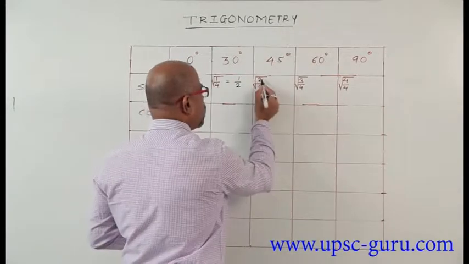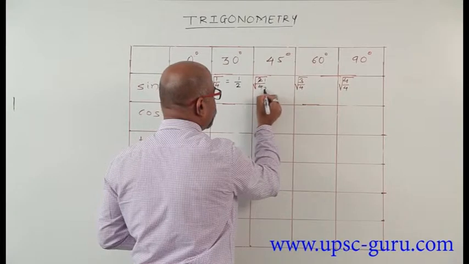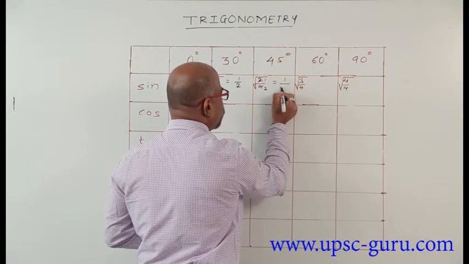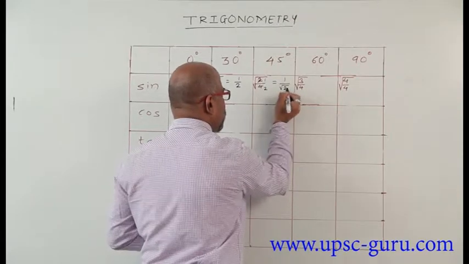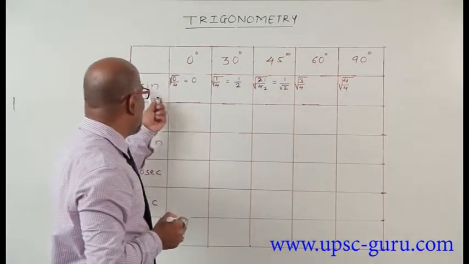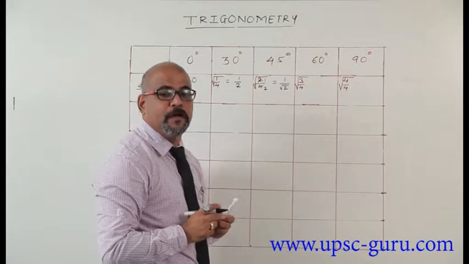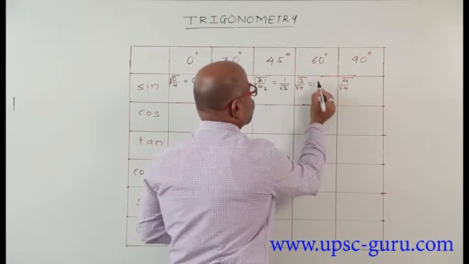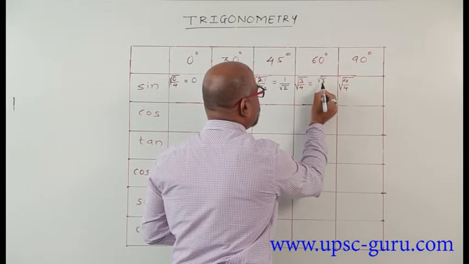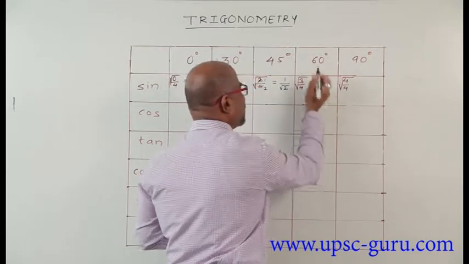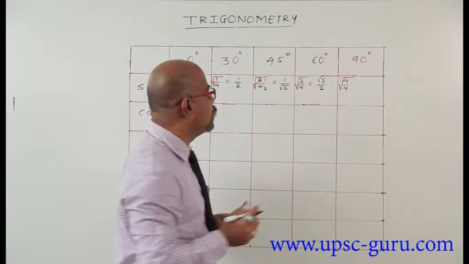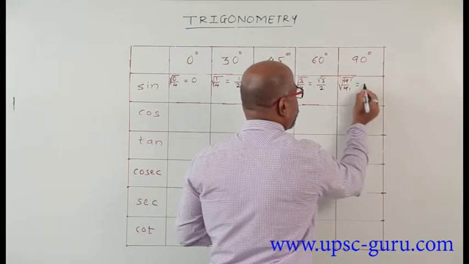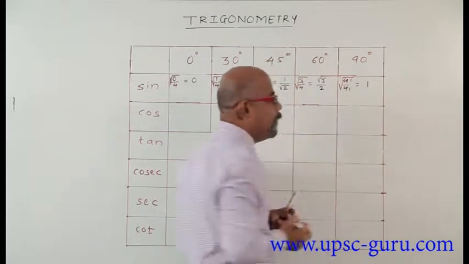Now here we get 2 1s are 2, 2 2s are 4. Square root of 1 is 1 and square root of 2 we don't know exactly the value, therefore 1 by root 2. That means sine 45 degree equals 1 by root 2. Then square root of 3 is root 3, square root of 4 is 2, sine 60 equals root 3 by 2. Here 4 gets cancelled, we get 1. Square root of 1 is 1, therefore sine 90 degree equals 1.